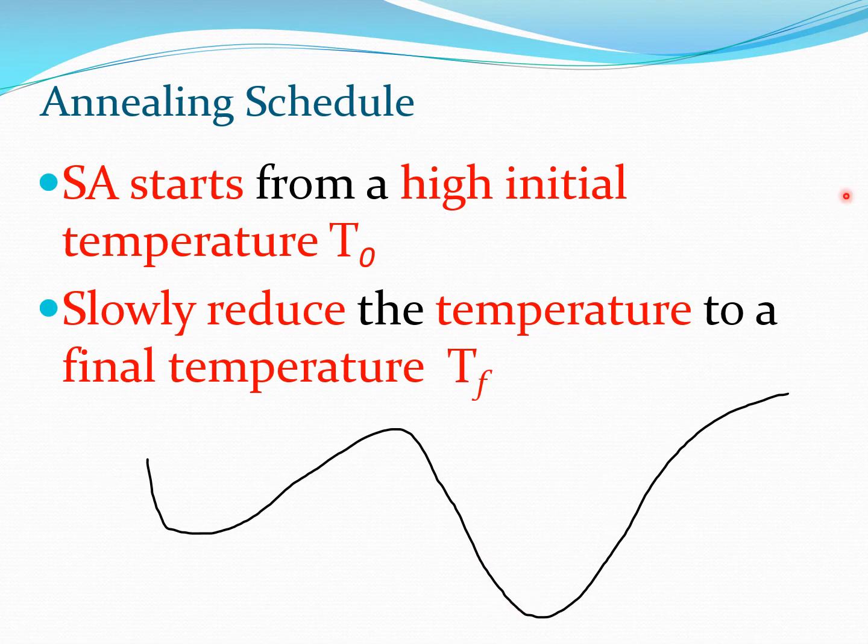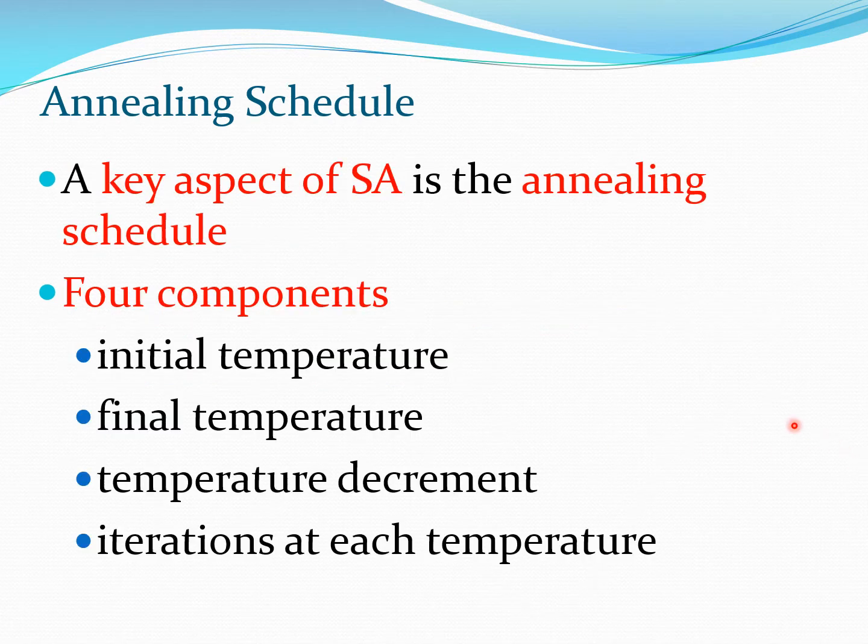So the SA method starts with a high initial temperature, and we call this T0, T subscript 0, and then we slowly reduce this temperature to a final temperature T subscript F. So that exactly is the basic philosophy of this method. Now the details are of course in how you reduce this temperature. So there are a few aspects which are there in this cooling down process. There are essentially 4 components. We saw that 2 of them are the initial temperature T0 and the final temperature Tf.